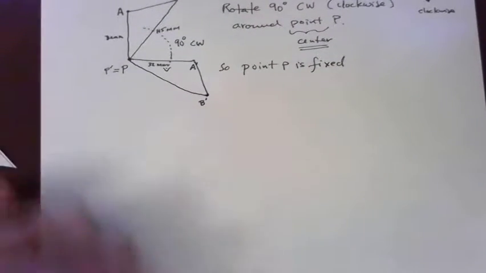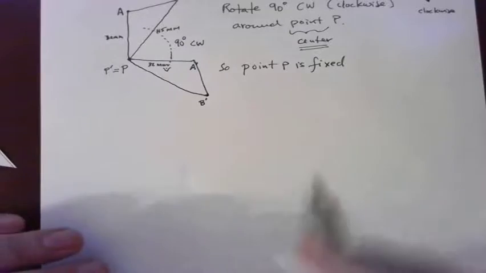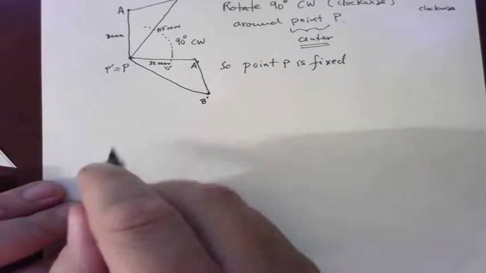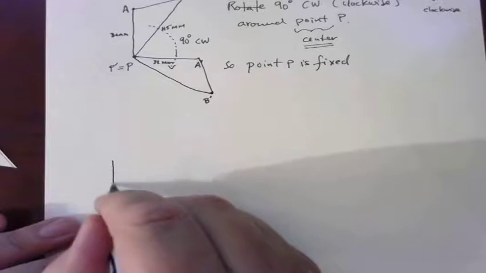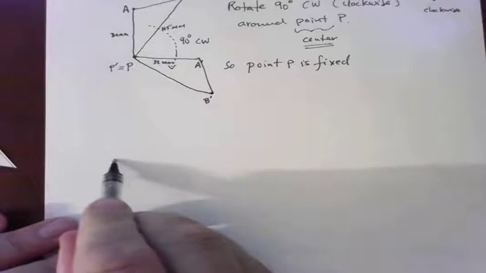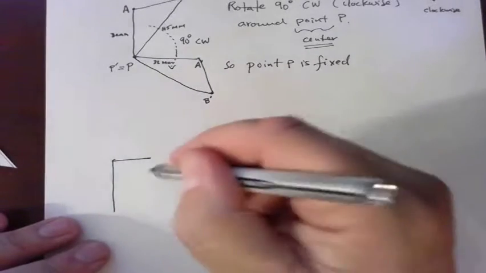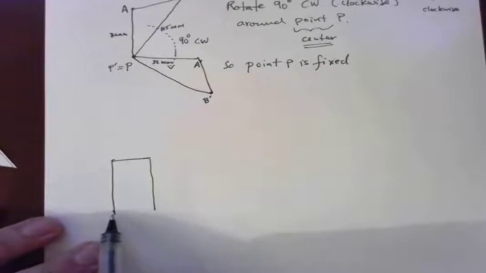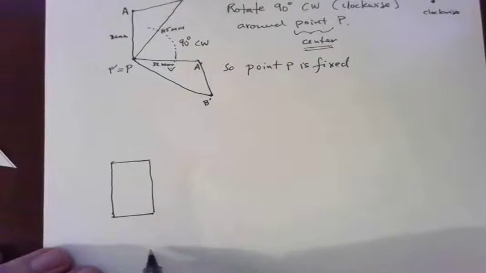Okay, let's look at a trickier one where the center point is not at a corner of the shape. It's not at a vertex. So I'm going to draw something that's intended to be a rectangle. It's rather sloppy, actually. There it is. And I'm going to put my center out here. So there's my point P.